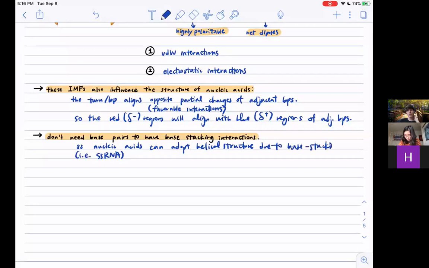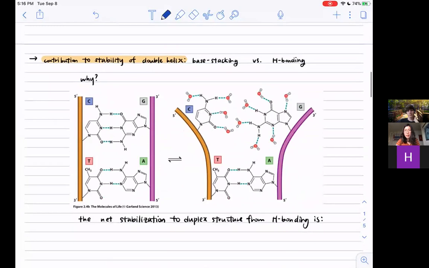Okay. So now that we've brushed up on our knowledge of base stacking, I want to talk about the contributions to the stability of the double helix. Namely, I want to talk about the relative contributions from base stacking versus hydrogen bonding. And like I already told you at the beginning, base stacking is the bigger contributor here. And I want to talk about why that's the case.